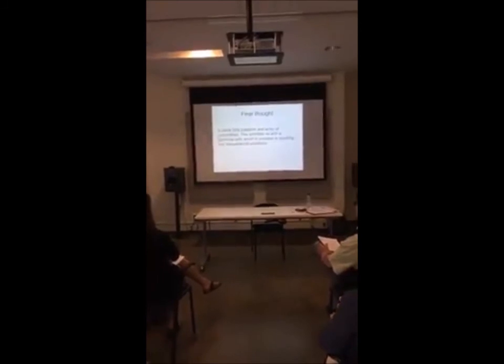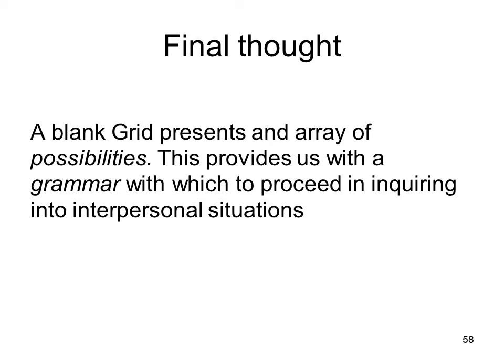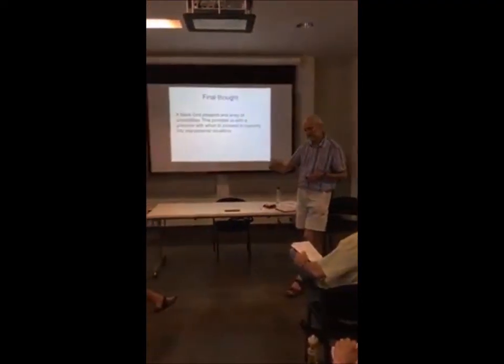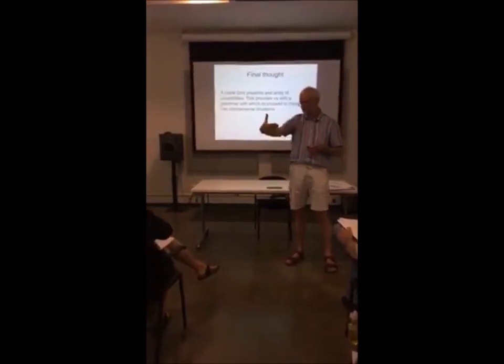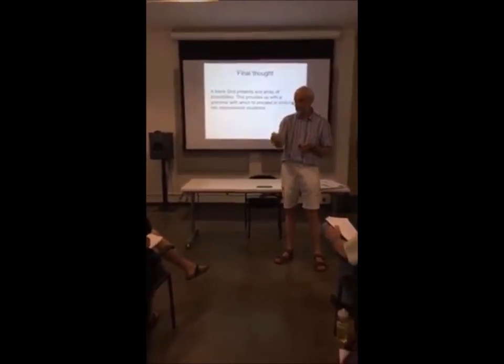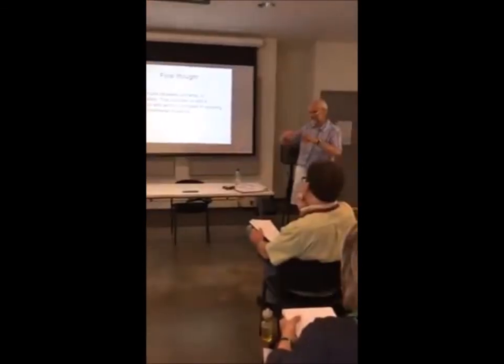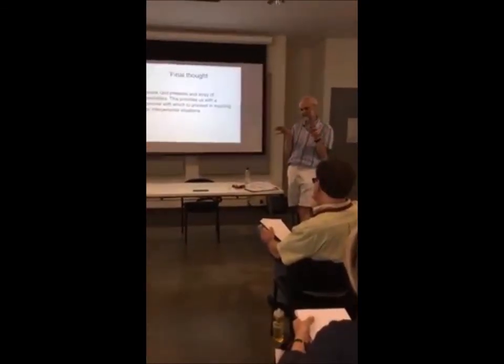And I made a little general comment about qualitative grids there. I think what it's powerful for doing is to almost give you a grammar, as it were. A blank grid presents an array of possibilities. In other words, often we don't know what the other parties were thinking, but if you draw the grid and you see that blank cell, you know that it was something, so that there's a range of possibilities that could be put in that cell that would give you a kind of grammar of how human interaction works. Does that make sense?